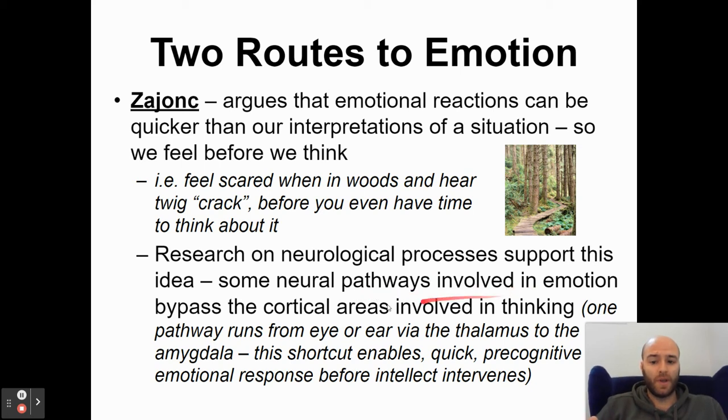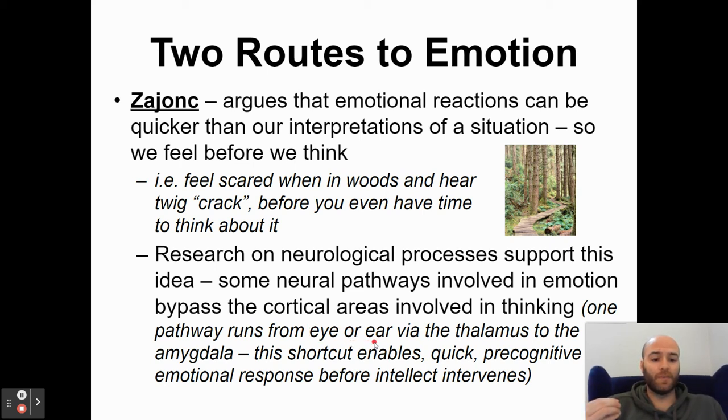And this is supported somewhat by research on neurological processes that show that some neural pathways involved in emotion bypass the cortical areas, the higher level thinking areas. For example, one pathway runs from our eyes and our ears via the thalamus to our amygdala. So there's a direct connection between what we see and hear straight to our sensory switchboard. And this shortcut enables quick precognitive emotional responses before our thinking or our intellect can intervene. So in some situations, our emotions can bypass our cognition and our thinking.